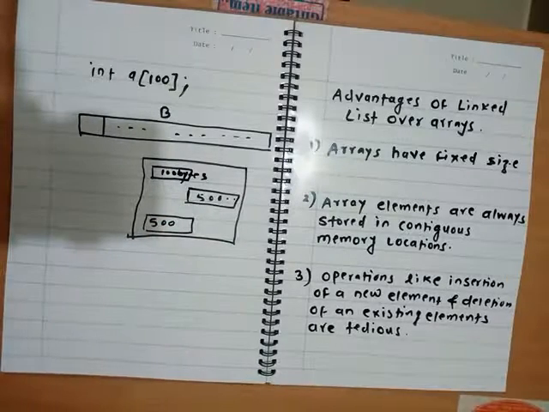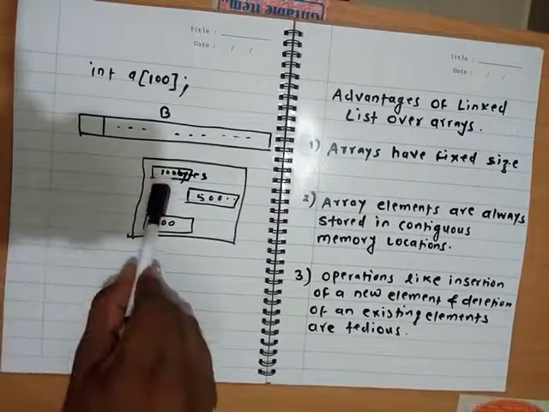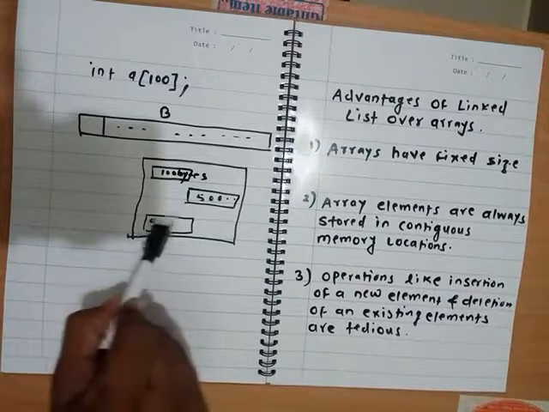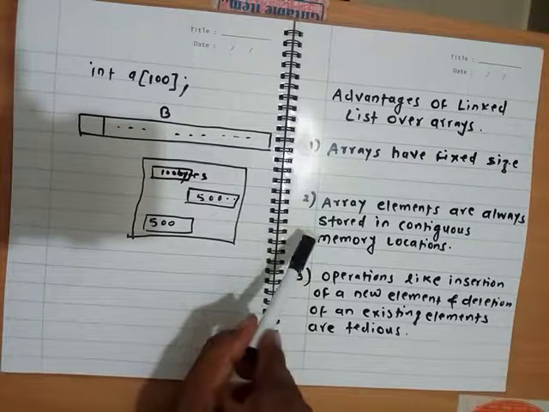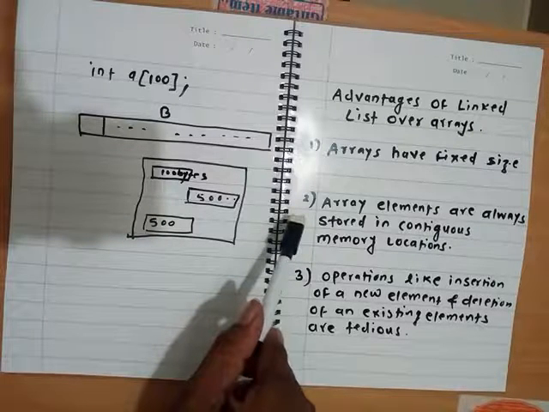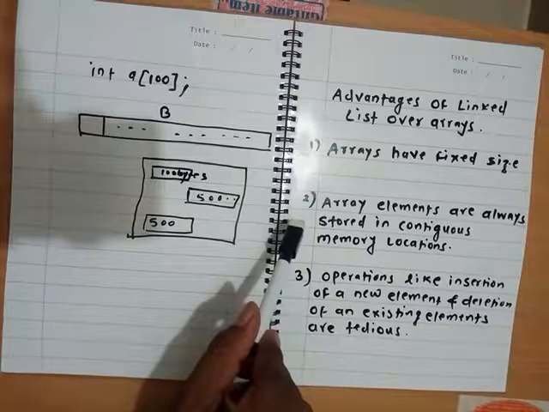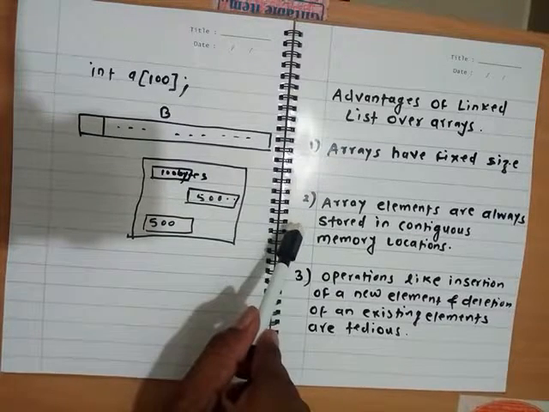But in the case of a linked list, that's not the constraint. I can have a few nodes here, a few nodes here, a few nodes here, and they can be interlinked. So the second advantage of the linked list over array is that a linked list doesn't need contiguous memory, whereas an array does.